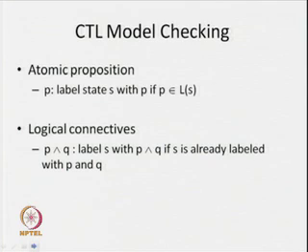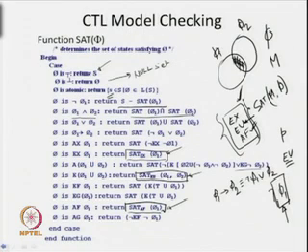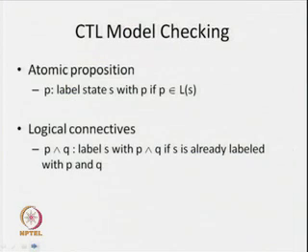If we have an atomic proposition P, then it is very simple. We are going to label states with P if P is a member of L(S), because if it is atomic, we return all the states where P is a member of the labeling function. So, if the given formula is an atomic proposition, we label the state S with P if P belongs to L(S), the labeling function of that particular state S.